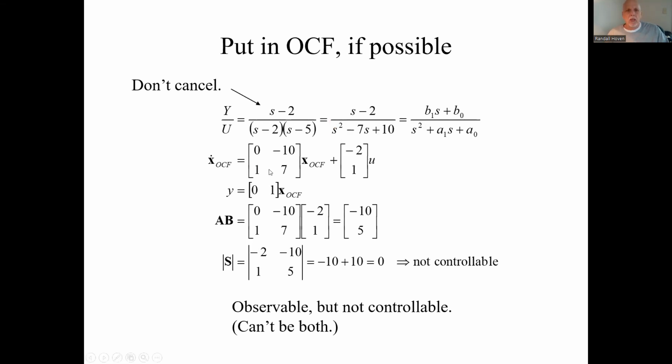We'll do the same thing, but find the observer canonical form, so it is observable. Now let's look at the controllability matrix, and its determinant, you get a 0, so it's not controllable. So you could make it observable, but not controllable. You have your choice by what canonical format you use, but it can't be both, and that's because you had a pole and a 0 cancel.